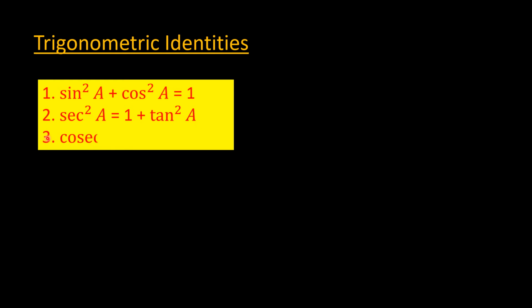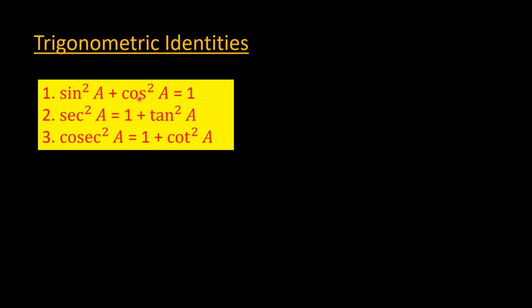Number 1, sin square A plus cos square A equals 1. Number 2, sec square A equals 1 plus tan square A. Number 3, cosec square A equals 1 plus cot square A. Now we will see how each of these identities is formed.